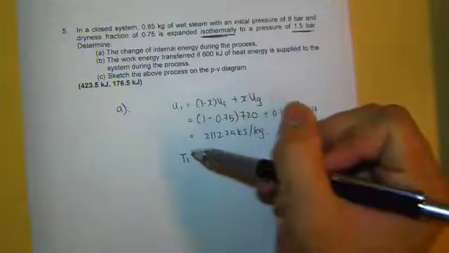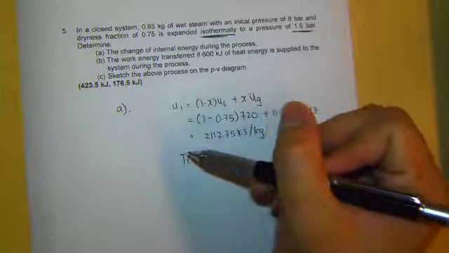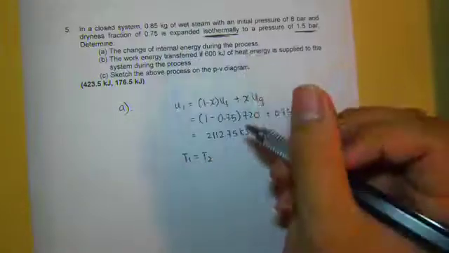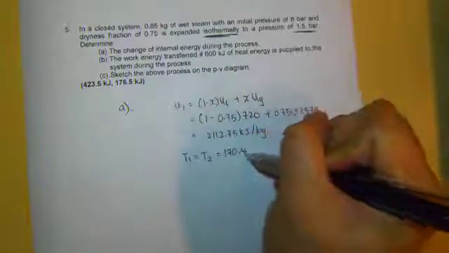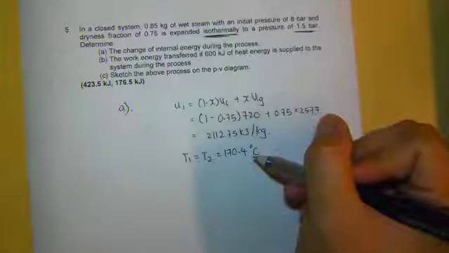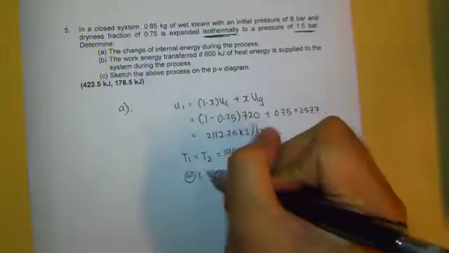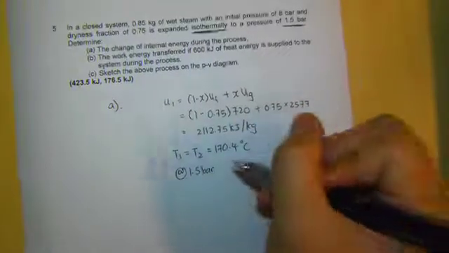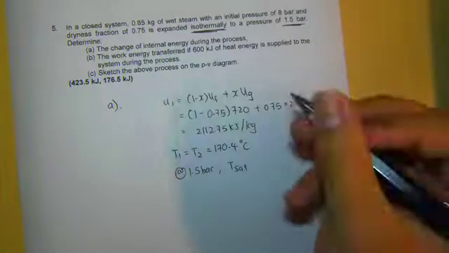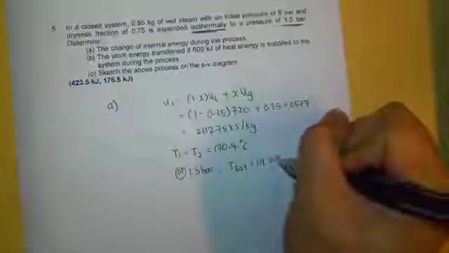So what is T1 in the first place? Since state 1 is wet steam, T1 must be at the saturation temperature. The saturation temperature at 8 bar, from the table, will be 170.4 degrees Celsius. With this, we can proceed to determine what the state of 2 is. So at 1.5 bar, we look at the Tsat. The Tsat value at 1.5 bar is 111.4 degrees Celsius.